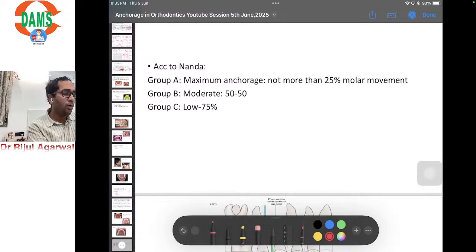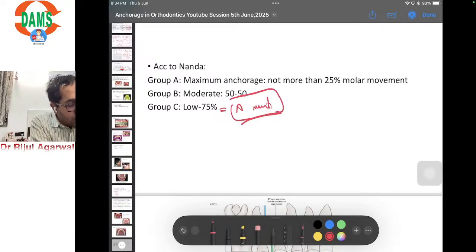Group B is moderate anchorage, in which there is an equal amount of movement of the anchor and the M unit as well, that is 50-50. And group C is low, in which there is 75% movement of the anchor unit. A better way to understand this, because in the exam students get confused: group C is low, meaning 75% movement of the anchor unit.